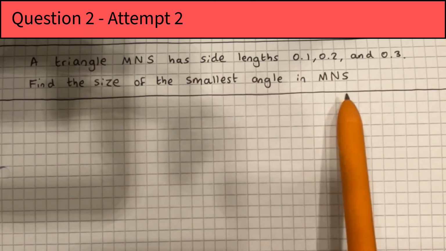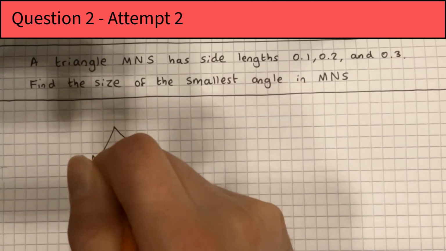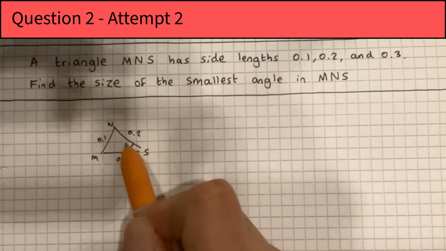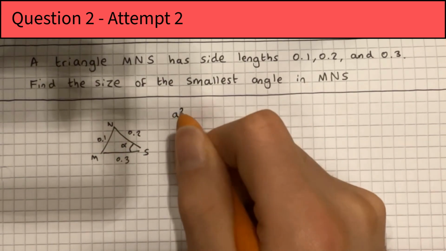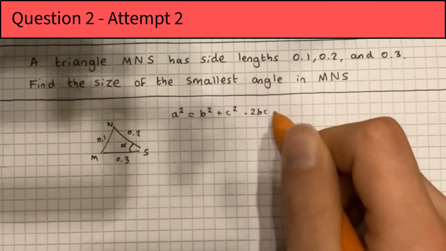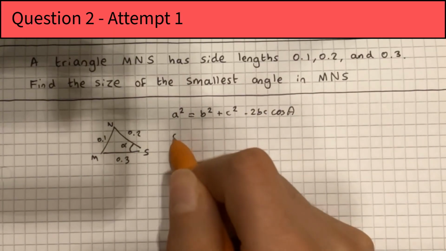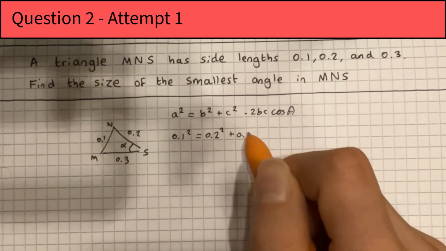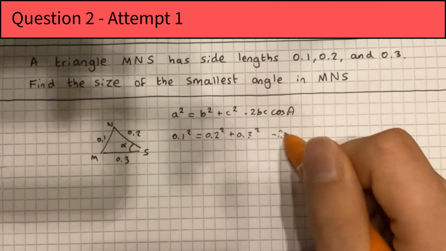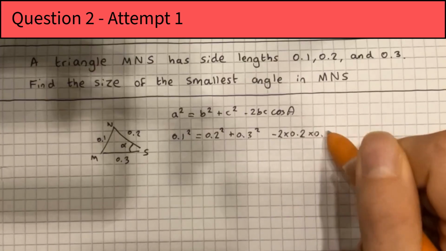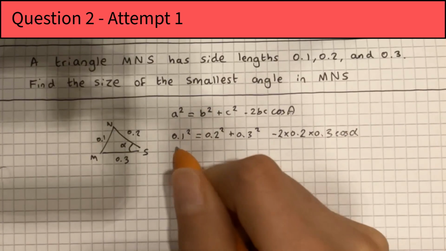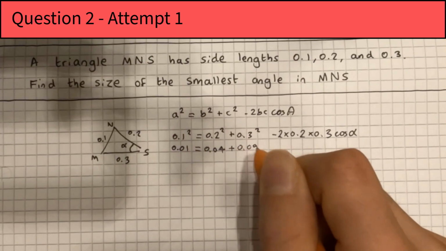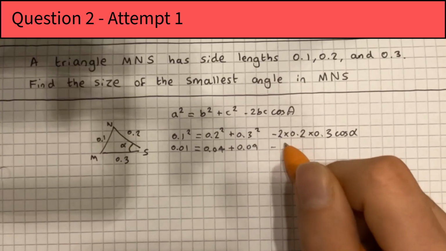In the similar looking question, it's the same triangle, so I'm going to draw it out in the same way. I'm just going to speed through the working from before, as I'll use the cosine rule again. So I'm going to put the cosine rule in. I'm going to make A 0.1, B 0.2, and C 0.3. And I'm going to square each of them to get 0.01, 0.04, and 0.09.